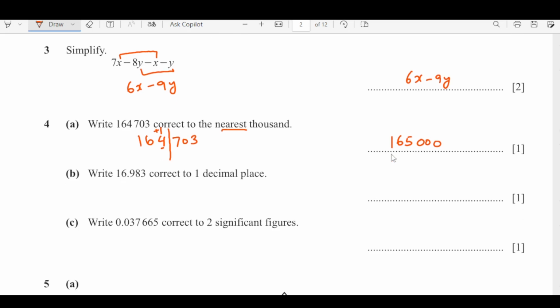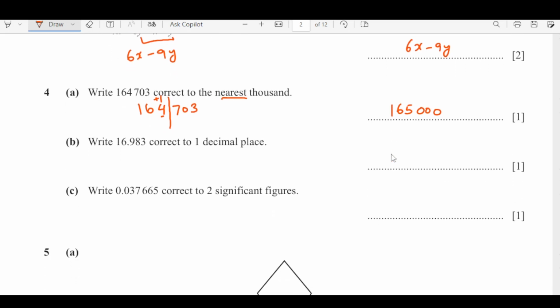Okay. Now part B, write correct to one decimal place. This is 16.983. One decimal place is here. So the next number to this one is greater than 5, so we are going to add 1 over here. So when you add 1, 16.9 plus this, so this is going to be 17.0.